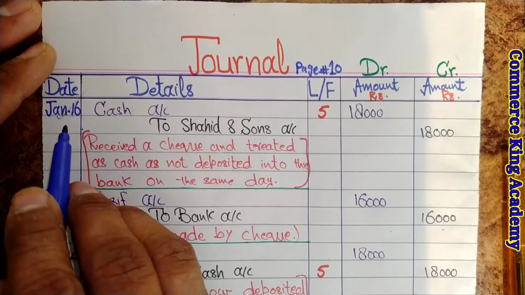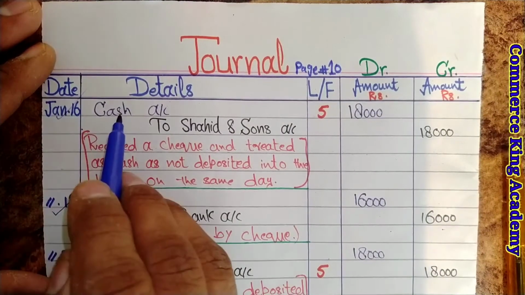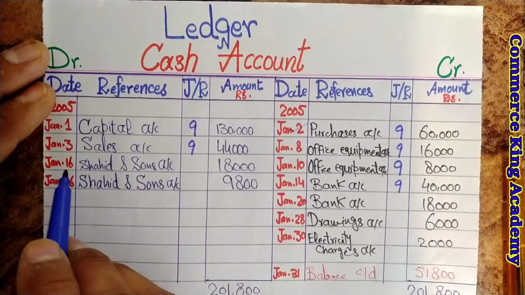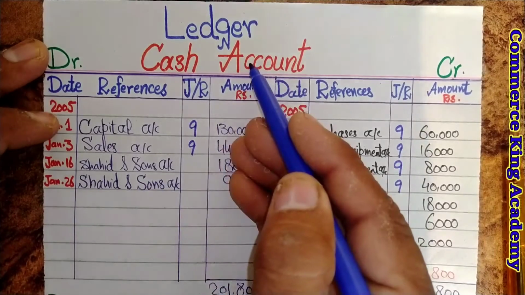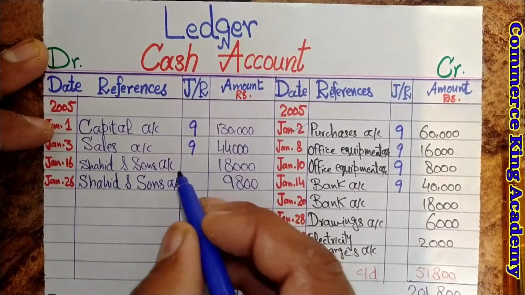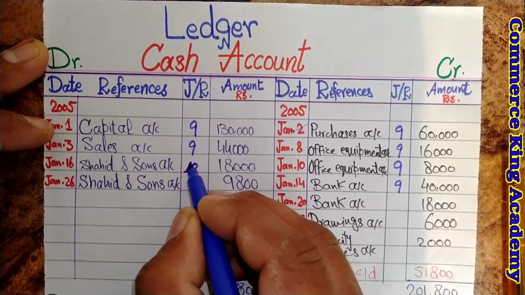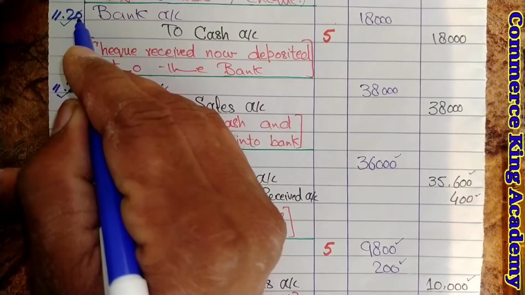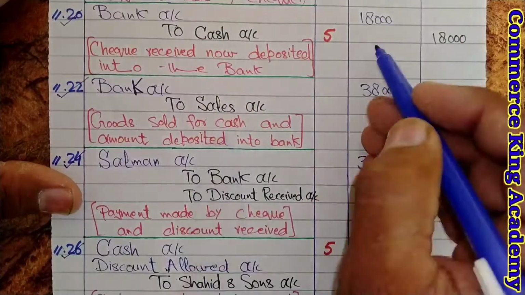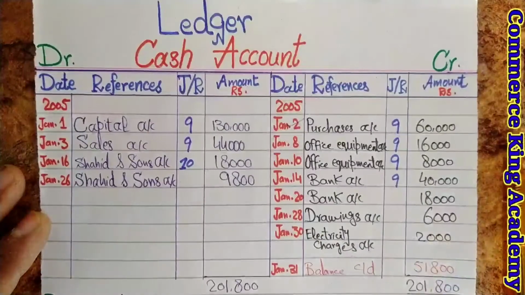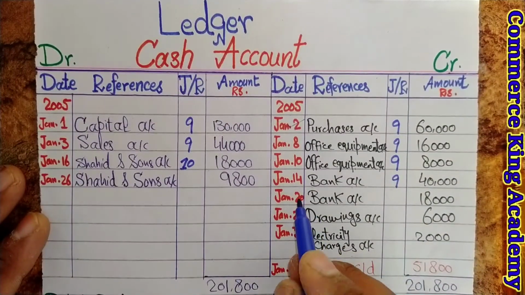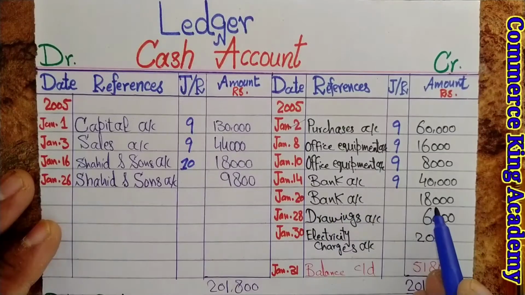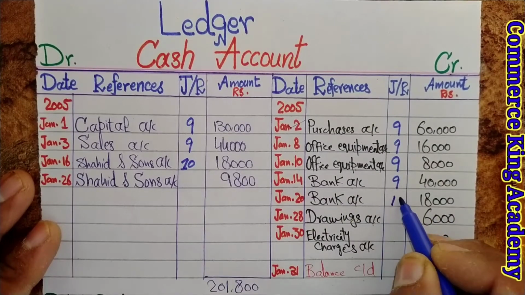So the first cash entry on Jan 16, cash account debit against Shahid and Sons, 18,000. So cash account debit on date Jan 16 against Shahid and Sons. Cash account debit by Shahid and Sons account, journal page number is 10, amounted 18,000 rupees. The next entry of cash is on 20 Jan, cash credit by bank 18,000, ledger folio number 5. So we can see this entry in the ledger account this way. Jan 20th, cash account credit by bank account, amounted 18,000 rupees. Journal reference or page number is 10.